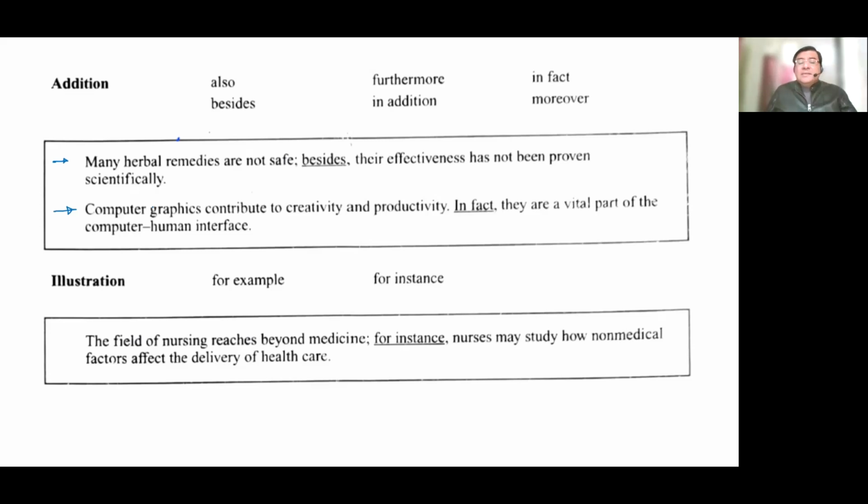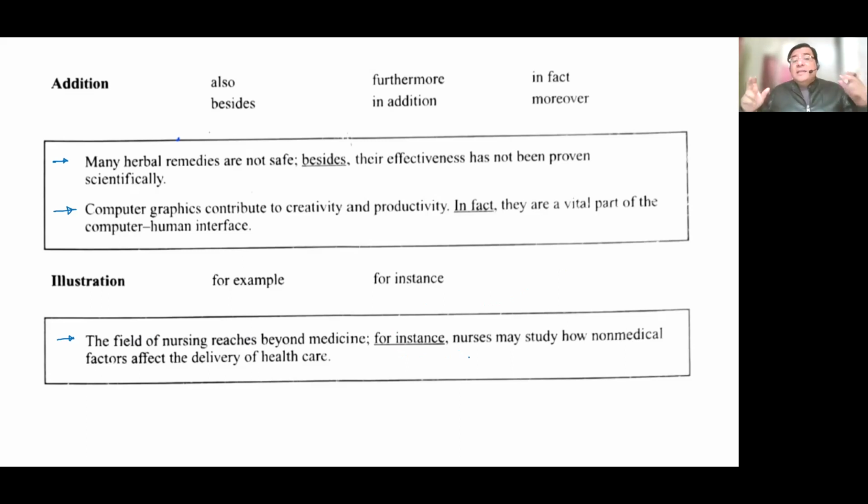Okay, so let's see the conjunctive adverbs for illustration. We have for example and for instance. Take a look at this sentence. The field of nursing reaches beyond medicine. Clearly this is one independent clause, but there's a semicolon separating this from another idea coming later. That is, for instance, nurses may study how medical factors affect the delivery of healthcare. Now, for instance, is used to give an example of the idea in the first clause.